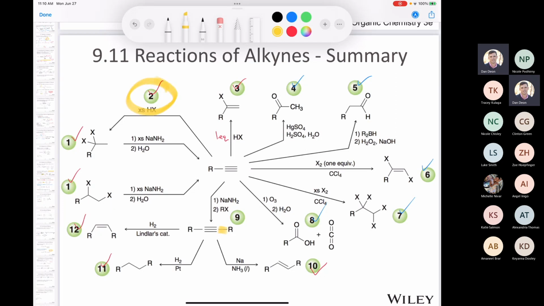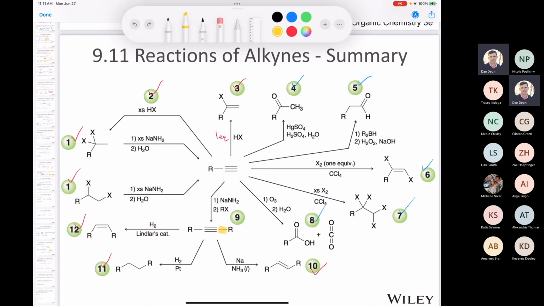Then we go up to number 2, that was hydrohalogenation. So excess hydrohalogenation of an alkyne gives you this. And I said the mechanism isn't that well understood, so we discussed that a little bit. Next was the addition of one equivalent of HX, whether it's HCl or HBr. We get Markovnikov addition. And then we get into some neat hydration reactions.